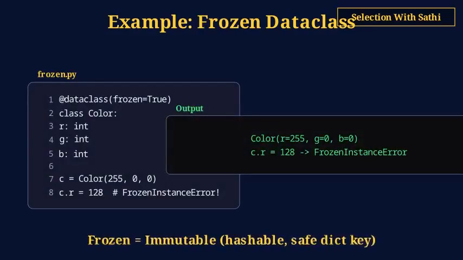Now a frozen data class. @dataclass with frozen=True, class Color with r, g, b integers. Create c = Color(255, 0, 0). If we try c.a = 128, Python raises FrozenInstanceError. Frozen data classes are truly immutable, great for value objects and dict keys.